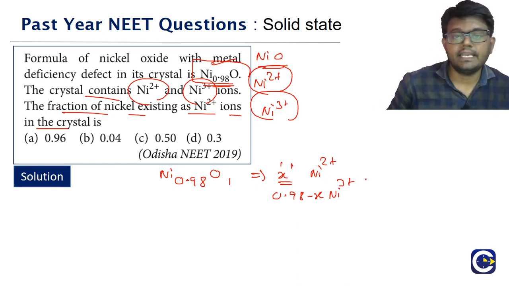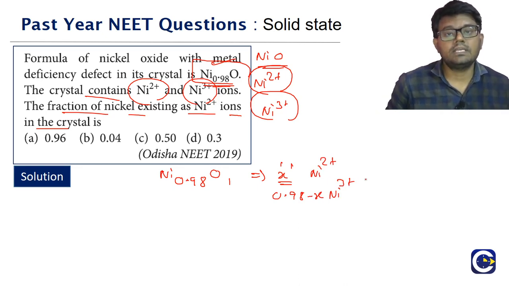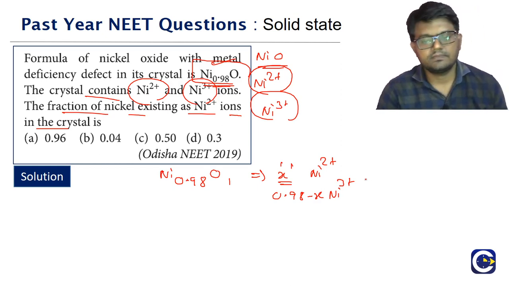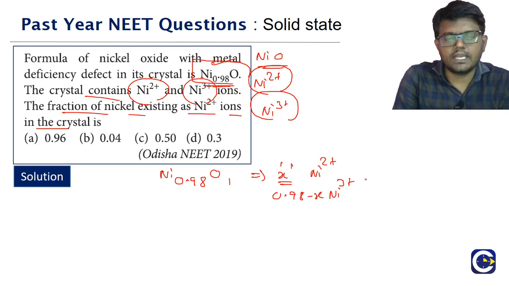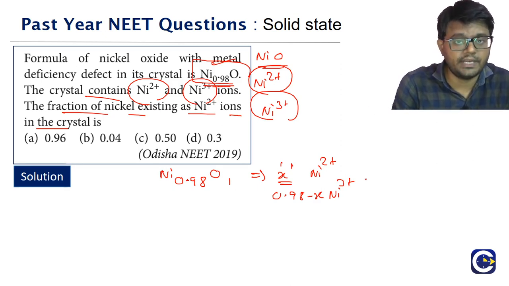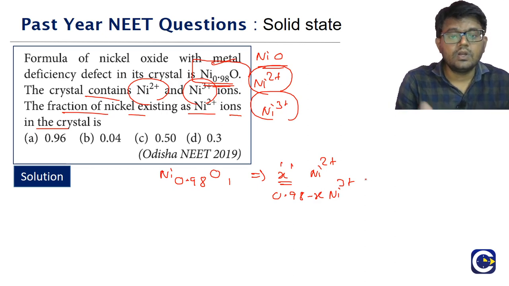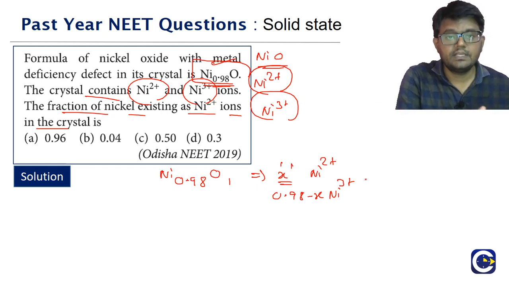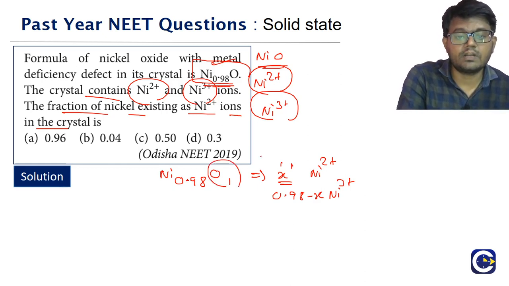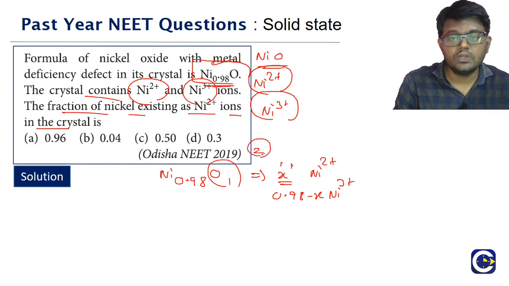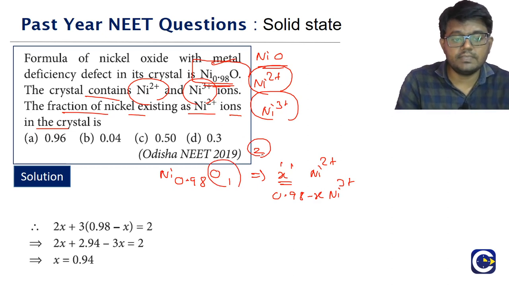All these questions are solved by using the charge balance concept. What is the charge balance concept? The amount of nickel 2 plus is X. The amount of nickel 3 plus is 0.98 minus X. Total charge of cations will be equal to total charge of the anion. We have 1 oxygen atom, right? What will be the charge of the anion? 2 units.